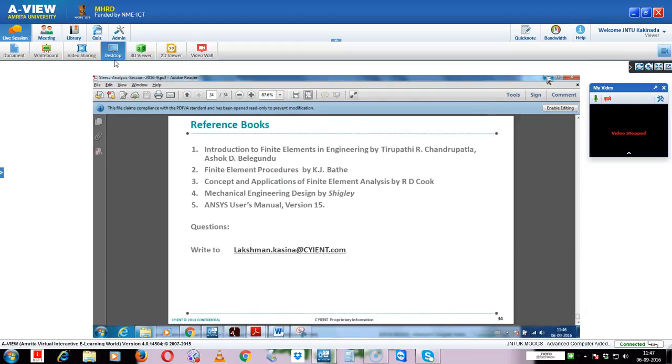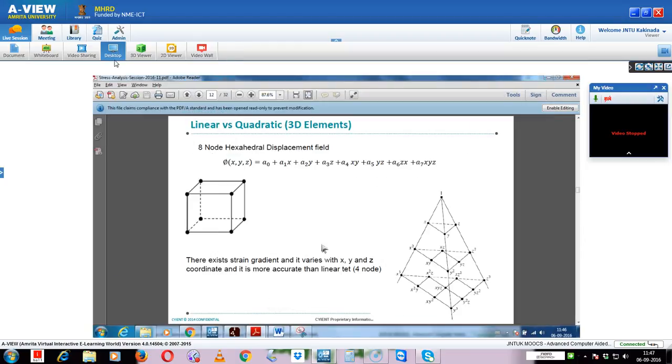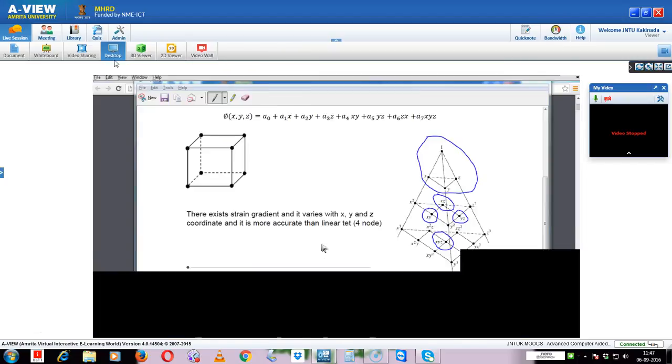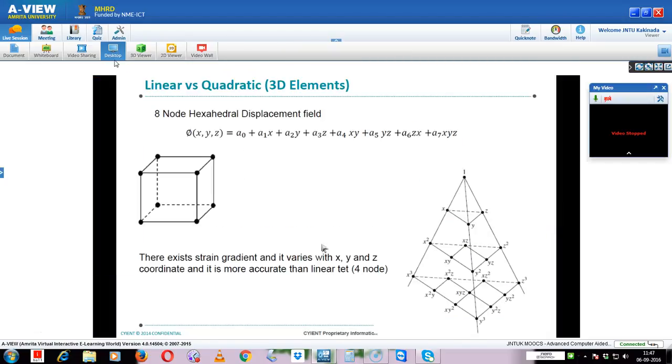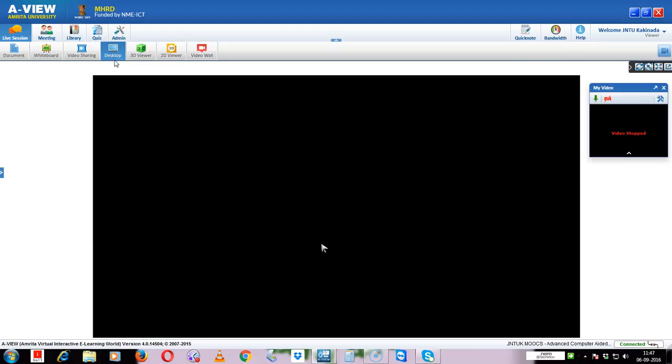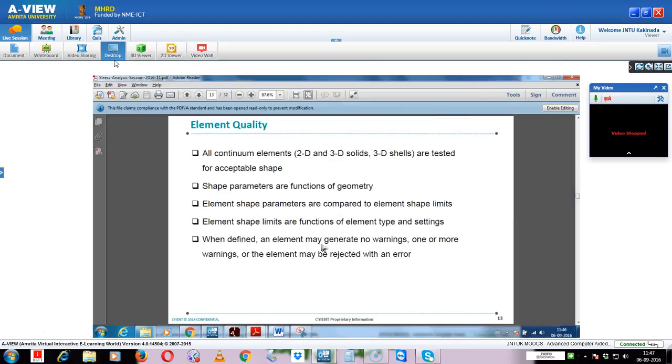So I hope I gave more information on linear versus quadratic. I hope it cleared your doubts why some of the linear element shapes are not recommended, and those shapes we can use only for quadratic formulation. Any questions I am ready to take. Otherwise, we can jump into element quality.